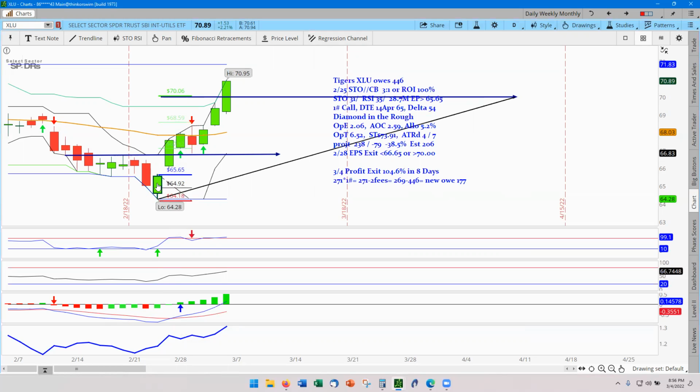And then I'm risking one candle. Remember, I'm a 3-to-1 trader. I'm risking $1 to make 3. So this was my 1-to-3 ratio. And as you can see, it took off today.